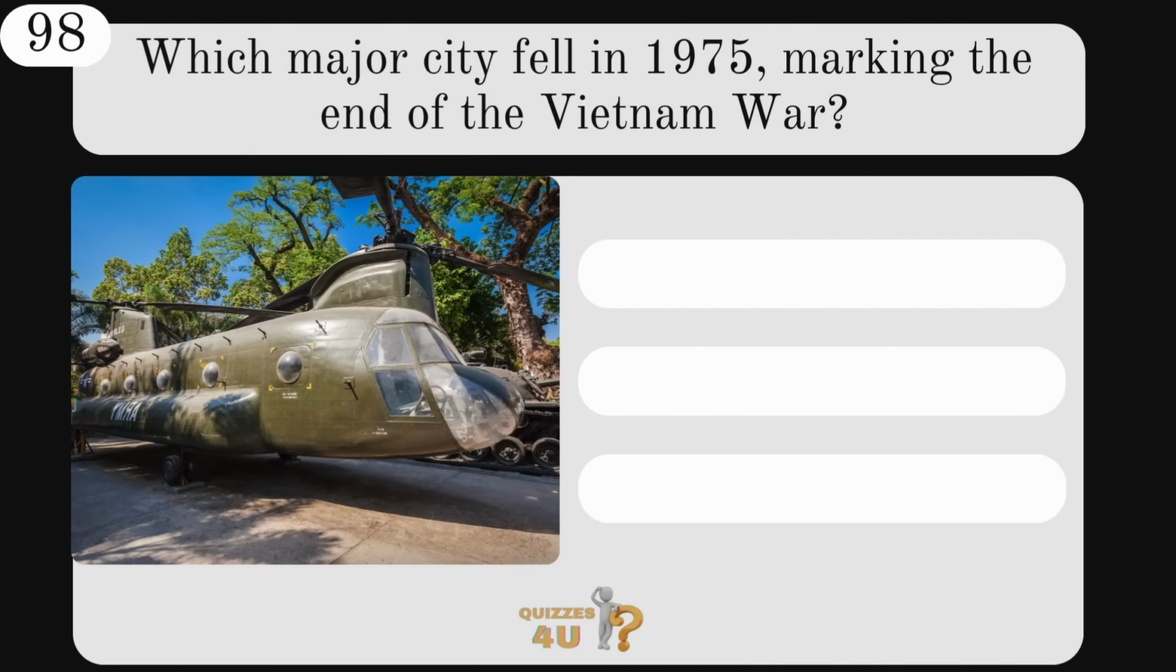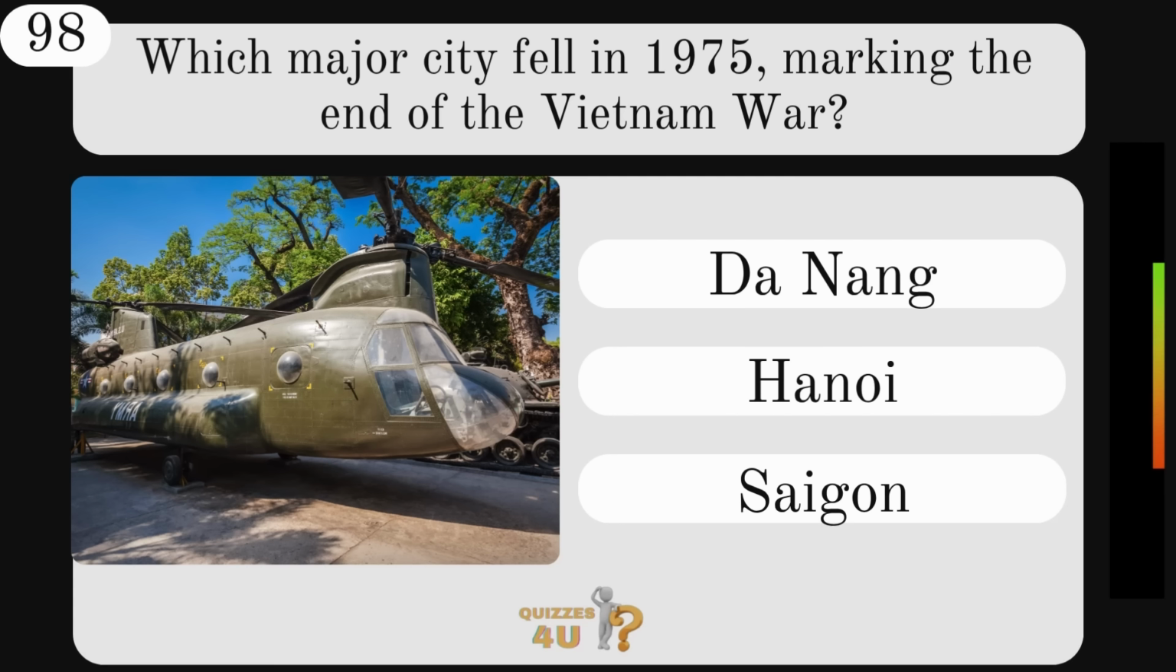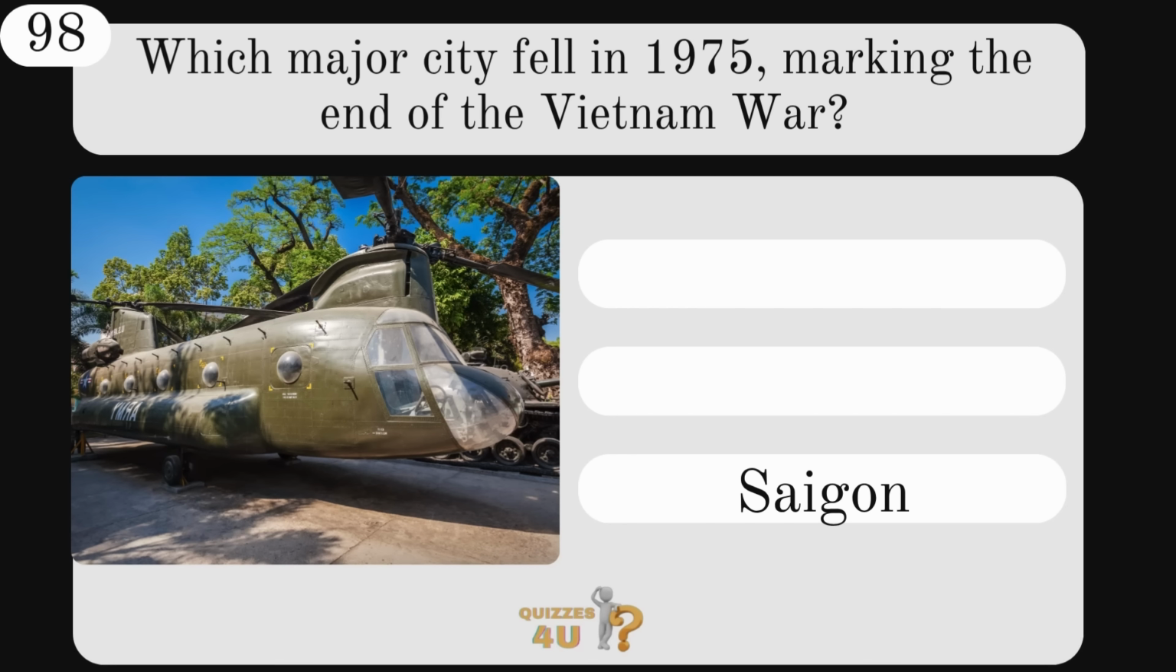Which major city fell in 1975, marking the end of the Vietnam War? Da Nang, Hanoi, or Saigon? That was the fall of Saigon.